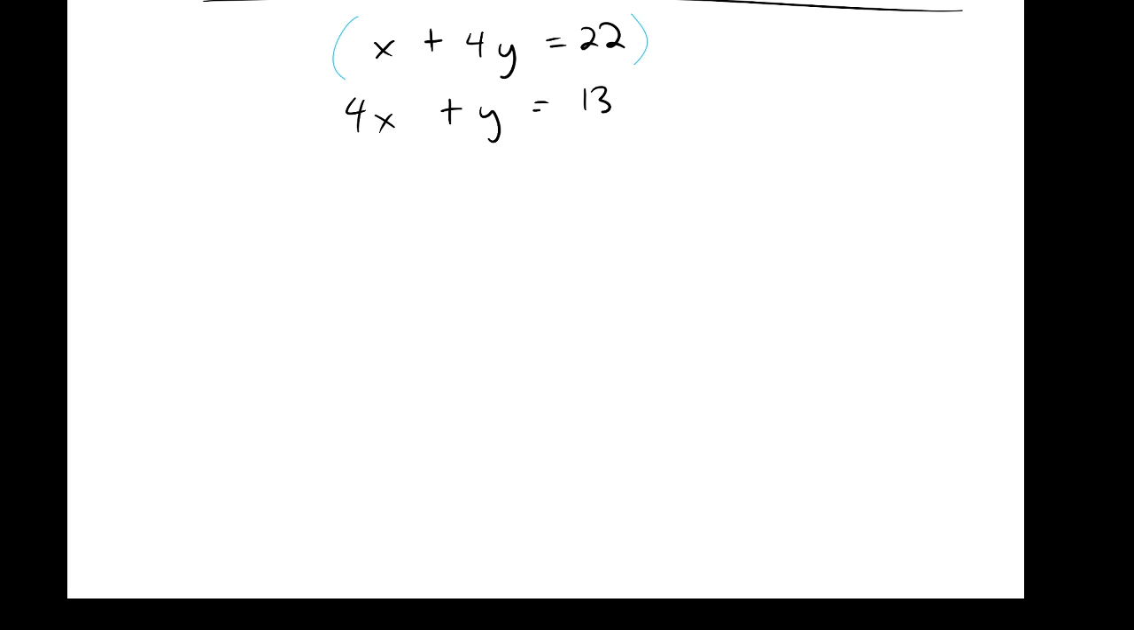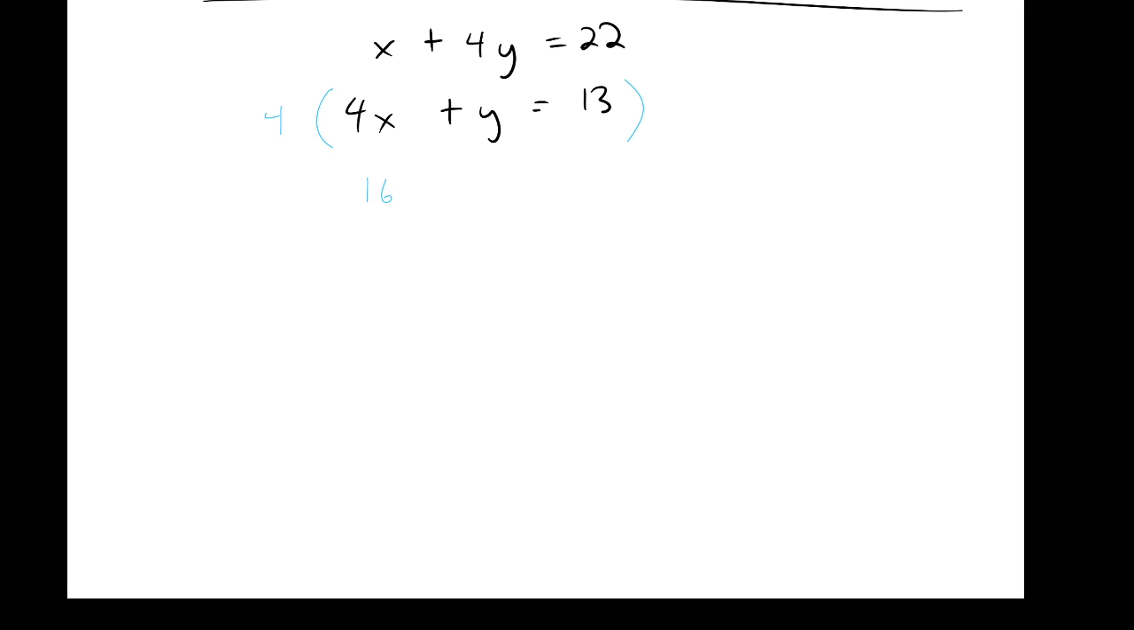I'm going to multiply this top one by 4. All right. The reason I'm going to do that is so that I have matching x's. Actually, you know what? Let's do it the other way, because we've been setting up to eliminate x. Let's set up to eliminate y. So let's multiply this one by 4 instead.